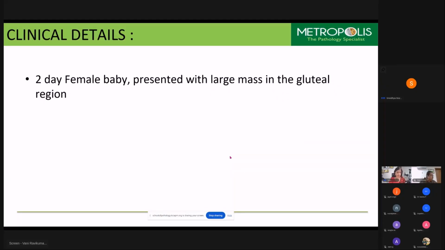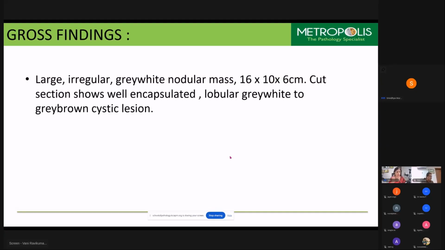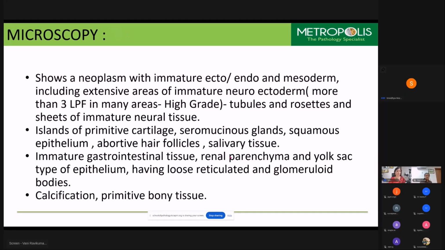Thank you. When we see the history itself, a 2-day-old female baby with a large gluteal mass, immediately in your mind should come the diagnosis of a teratoma occurring in the sacrococcygeal region. It's not that common, 1 in 30,000 or 1 in 40,000 births, but still that history you can think of that. This mass was very huge, 16 centimeters, and very well encapsulated. I'm sorry I don't have a picture of this mass. It was more than a year old and I lost the photograph. It was solid and cystic.